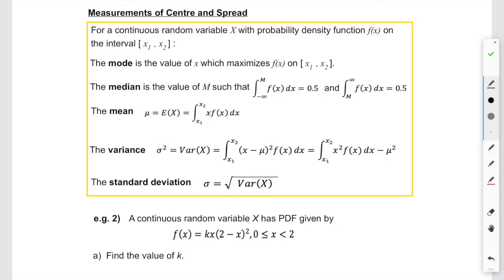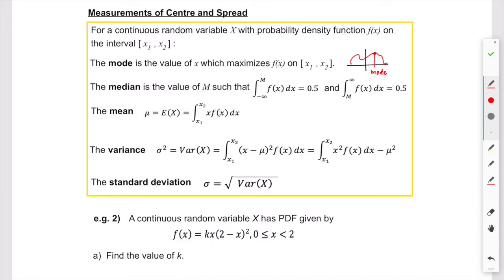Next, let's talk about measurements of center and spread for PDFs. For a continuous random variable x with probability density function f of x on the interval from x1 to x2, you just think of what you already know statistically. The mode is the value of x that gives you the highest point on the function. Basically, it maximizes f of x, because you can think of the profile of a very random PDF that looks weird like that. Where would the mode be? Of course, the mode would be the highest point, so this would be the mode. So you register that x value as the mode.